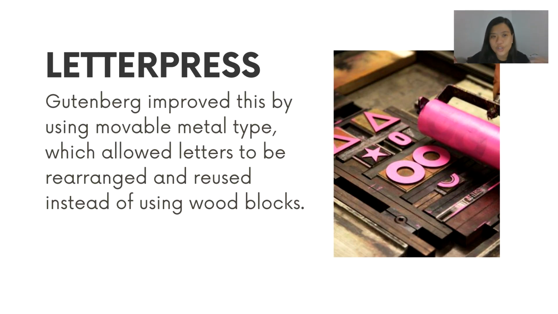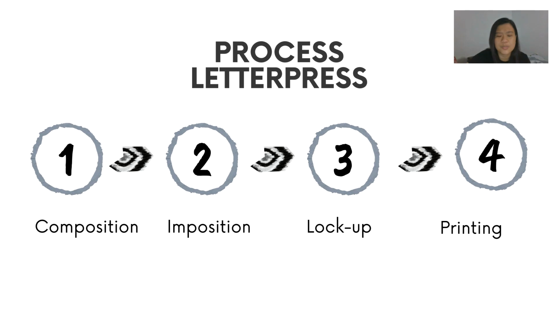But then, Gutenberg improved this by using a movable metal type, which allowed letters to be rearranged and reused instead of using wood blocks. So this method dominated the printing industry for centuries, used in spreading knowledge during the Renaissance period and beyond. How does the letterpress work?